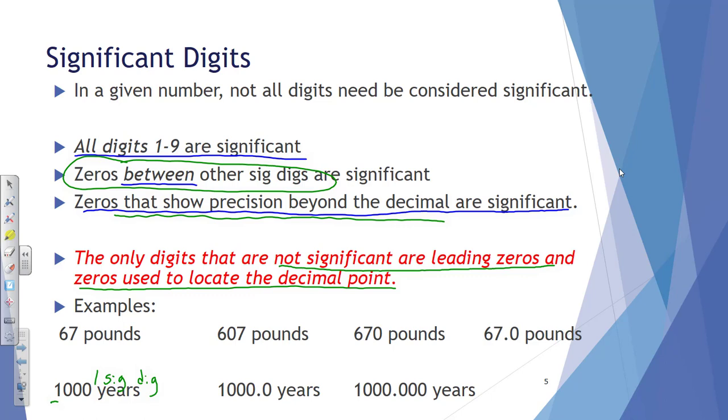What if we said 1,000.0 years? We found an artifact that was 1,000.0 years old. Well, that 0 would be significant because that 0 is showing precision. It shows that we were able to calculate or measure that time very carefully. So there's our second significant digit.